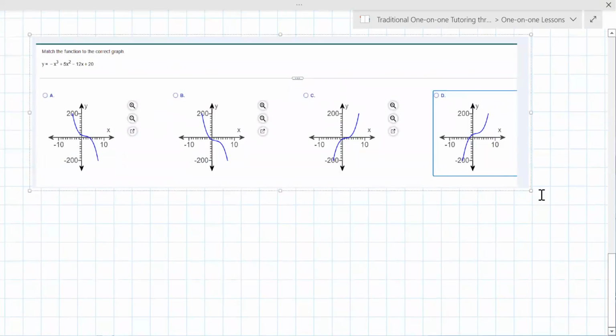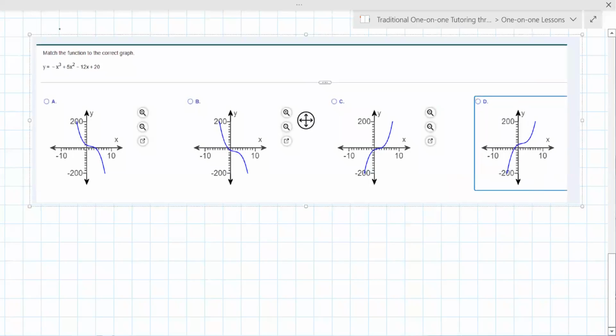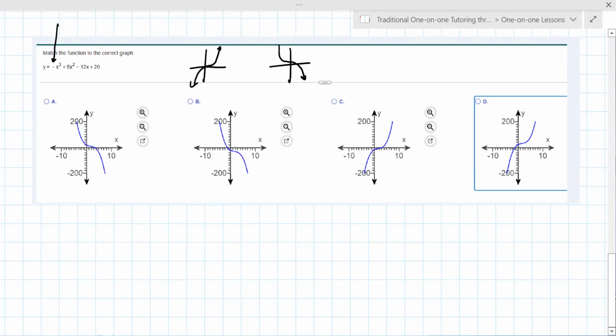Okay, so in this problem here, the graph is negative x cubed. That negative really means a lot because the positive x cubed goes like this, but the negative x cubed ends up going the other direction. So that tells you that C and D are out because it's got to look something like this.